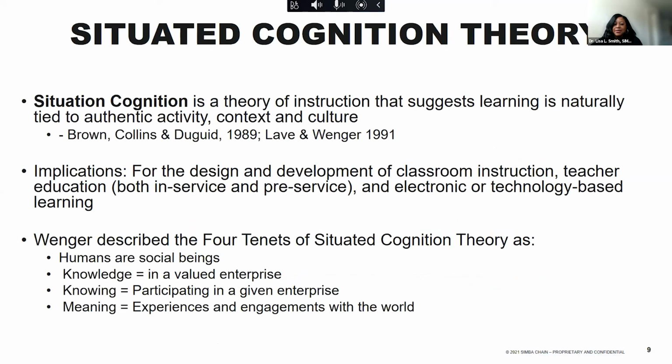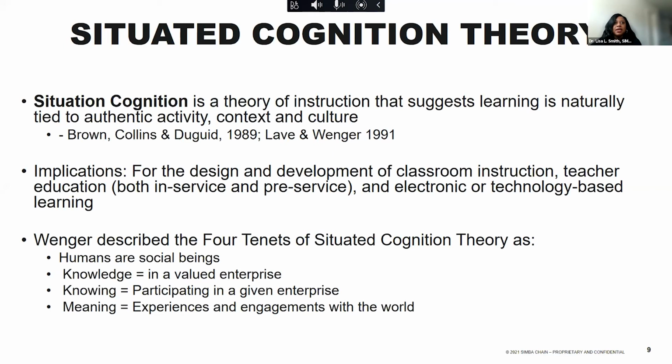So when we think of academic theory, situated cognition theory is a theory of instruction that suggests learning is naturally tied to authentic activity, context, and culture. According to Wenger, there are 4 tenets of situated cognition theory. The first is that humans are social beings, where we learn and adapt based on social interactions with others, where knowledge is best achieved in a valued enterprise, such as learning a new foreign language or coding. Knowing must include some form of participation in a given enterprise, which enhances adaptation to that environment. And we experience this in the form of internships, residencies, and apprenticeships.